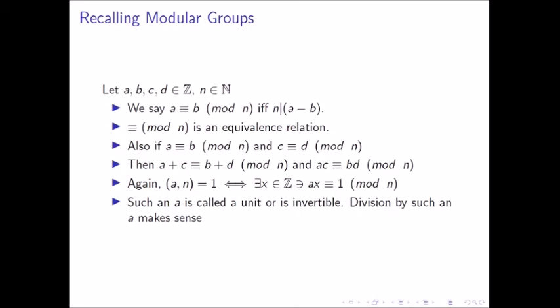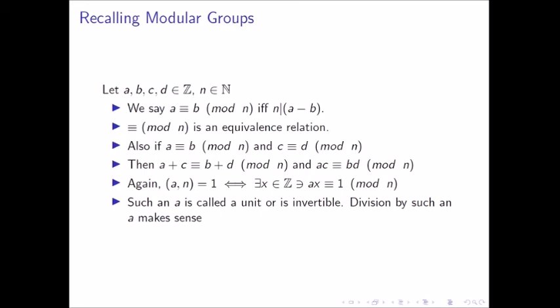Again, if a, b, c, d are integers and n is a natural number, we say a is congruent to b mod n if and only if n divides a minus b. We had already seen that congruence mod n is an equivalence relation. Also, if a is congruent to b mod n and c is congruent to d mod n, we have a plus c congruent to b plus d mod n and ac congruent to bd mod n.